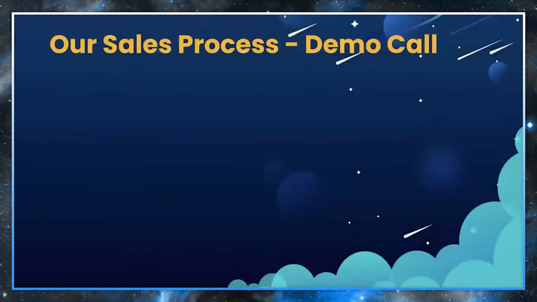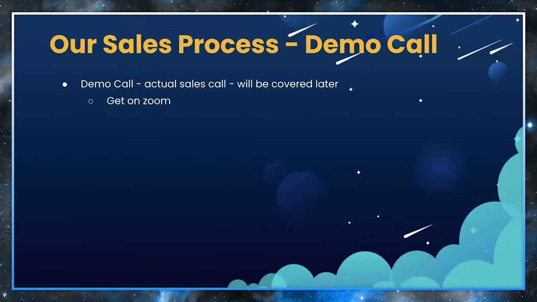So let's keep moving. Our sales process: the demo call. The demo call is the actual sales call. You want to get on Zoom. You can also use Google Meet. And you want to integrate this inside of HighLevel. So we actually book everyone with the HighLevel calendar, and then it automatically emails them a Zoom link or the Google Meet link. And then they automatically get follow-ups.